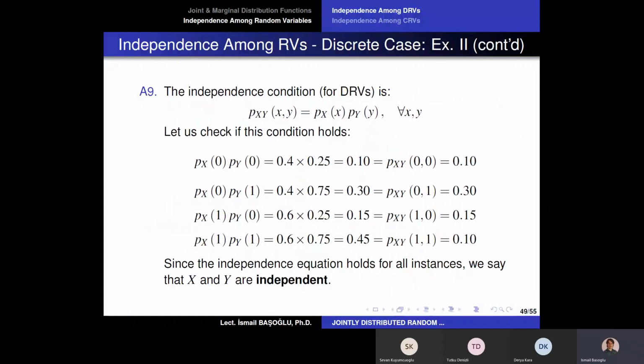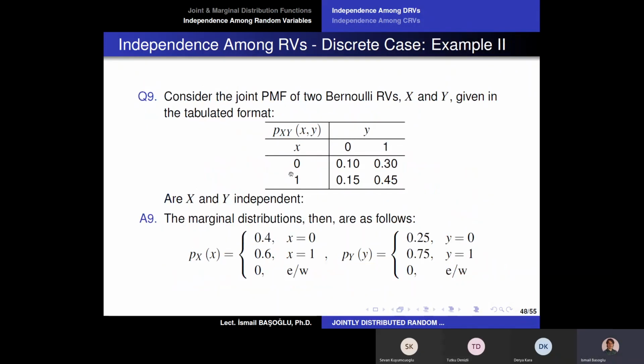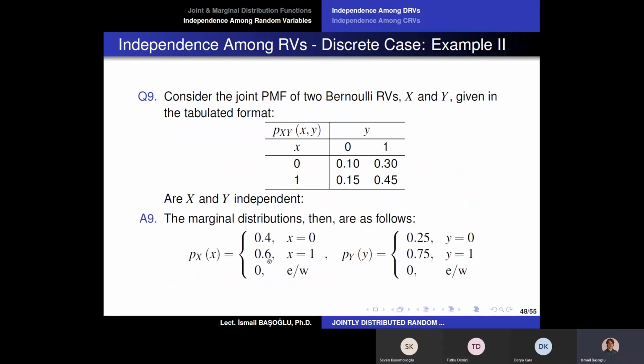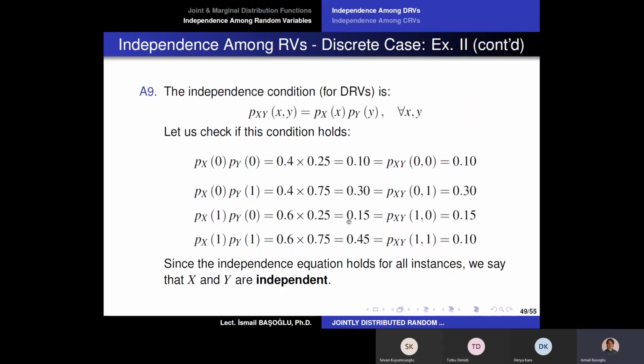But remember now, we need to check all corners. If for any of the joint probability mass values this equation does not hold, then they are not independent. Now let's see the joint probability of x at 1 and y at 0. It is 0.15. And the marginal probability of x at 1 is 0.6. And the marginal probability of y at 0 is 0.25. When you multiply 0.6 and 0.25, again, you get 0.15. So this is true for this corner as well.